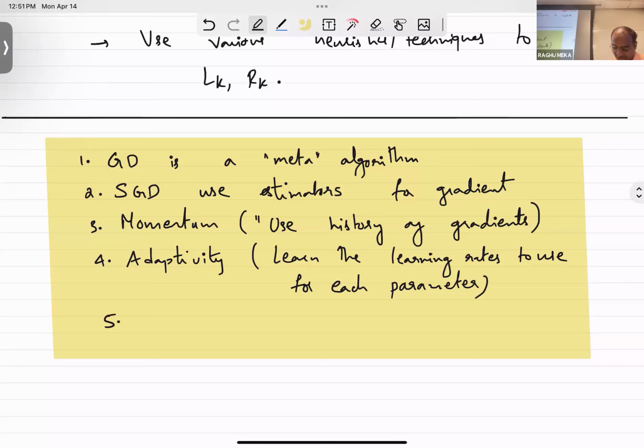And then we also briefly entered preconditioning. Preconditioning means that instead of just scaling each coordinate separately, sometimes you might have to correlate these scales, right? So it's as if you're doing a rotation and then applying diagonal scaling. Okay.